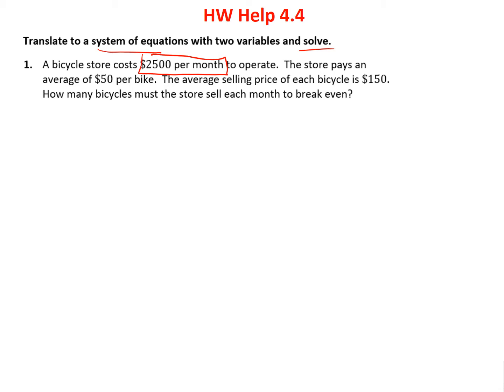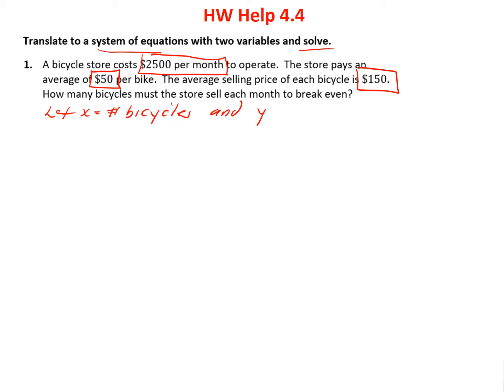The store also buys its bicycles at $50 per bike from a manufacturer. It turns around then and marks them up and sells them for $150 to cover their costs. What they want to know is how many bikes do they have to sell each month to cover just the cost of operating. So let's start here. Let's assign our two variables. I'm going to let X equal the number of bicycles they sell.